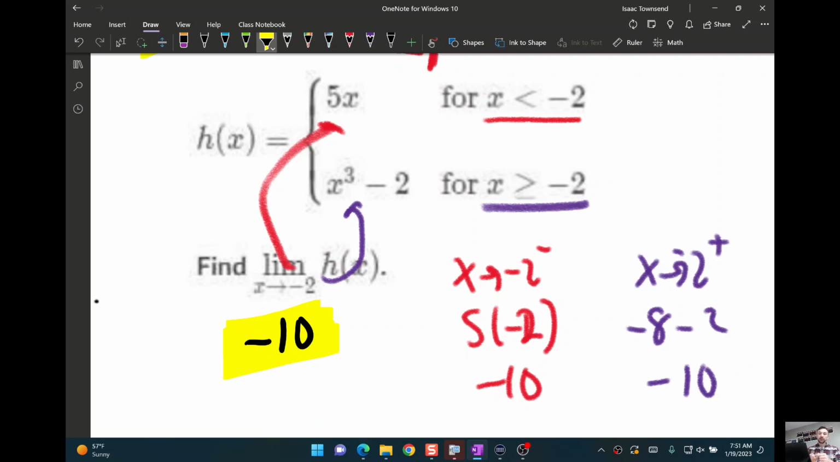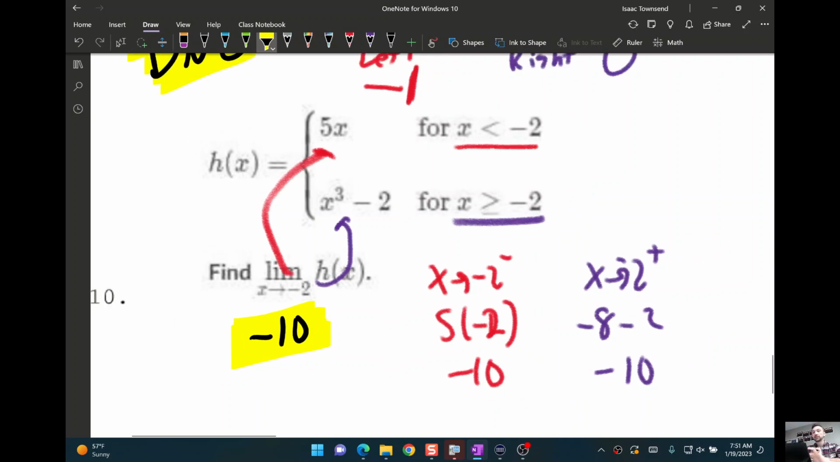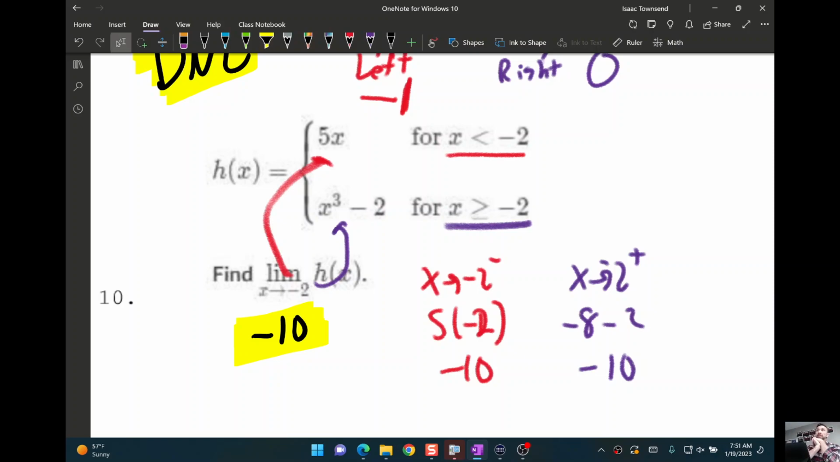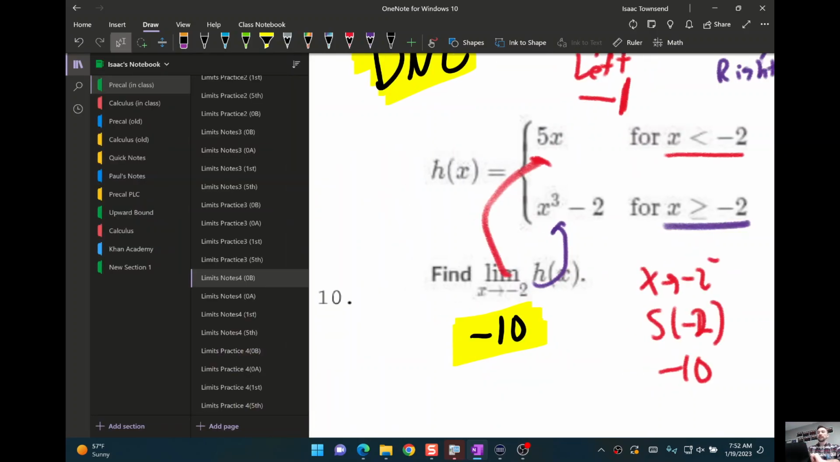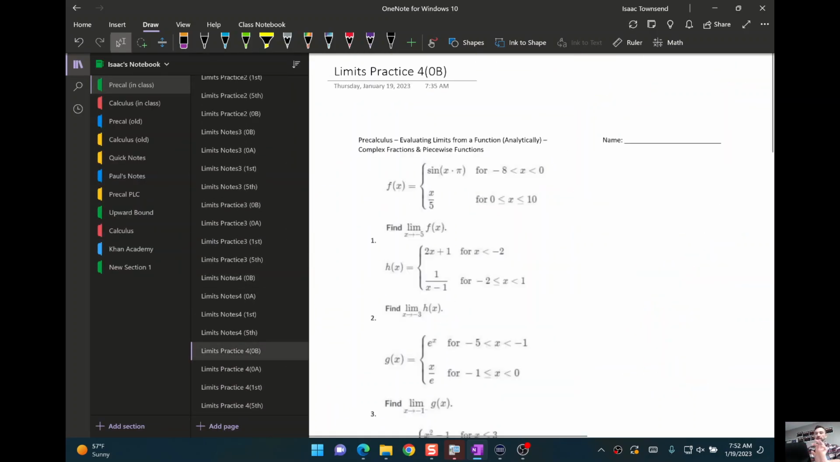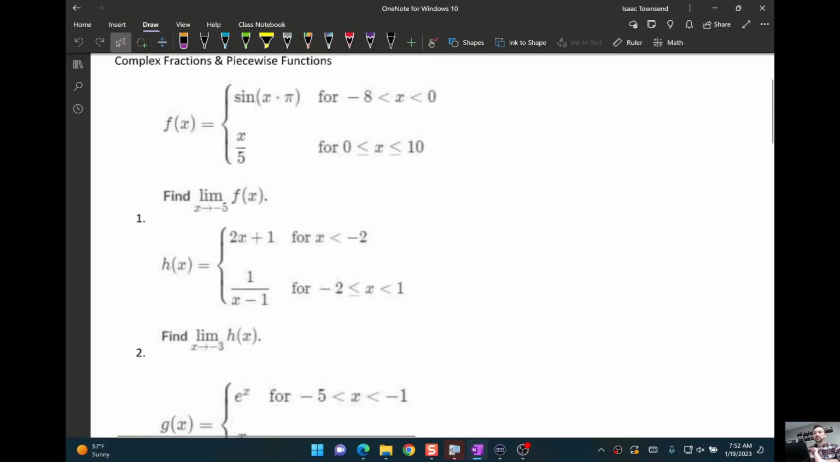But you can't just get away with plugging it into one of them, as we saw in the previous question. If they're different from the left and the right, then the limit doesn't exist. You need to know whether they're coming from left or right. In those questions, you would be okay, but let's look at your practice here.